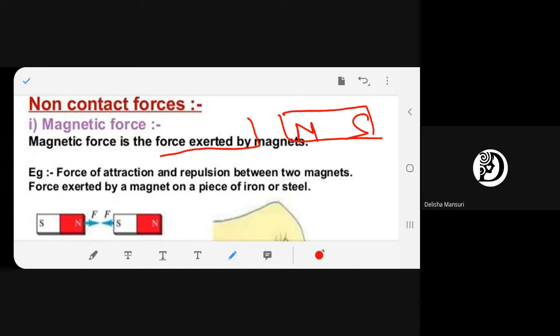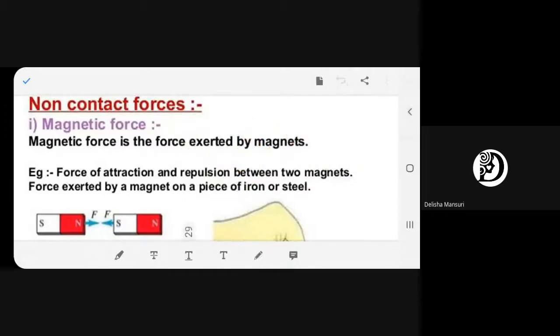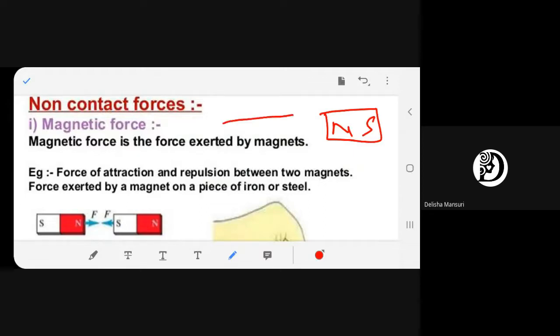If I get another magnet and keep the same pole together, what will happen? Repulsion. It will go back. It will go to this side. And if I have north and south, then this will come together. It will attract. You understood? Yes.